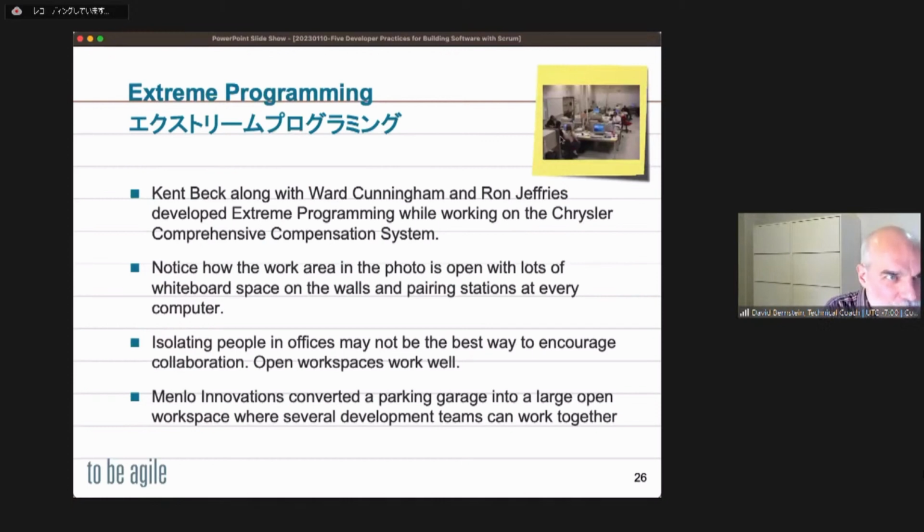I don't know if you can see this picture here, but this is a picture of the C3 project at Chrysler. This is where extreme programming was born. Some contractors, Kent Beck, Ward Cunningham, and Ron Jeffries, were working on this project, and they came up with a kind of different way of working together. And they were very successful, where many of the other teams were not. And so this was the beginnings of a new way of building software that they called extreme programming.